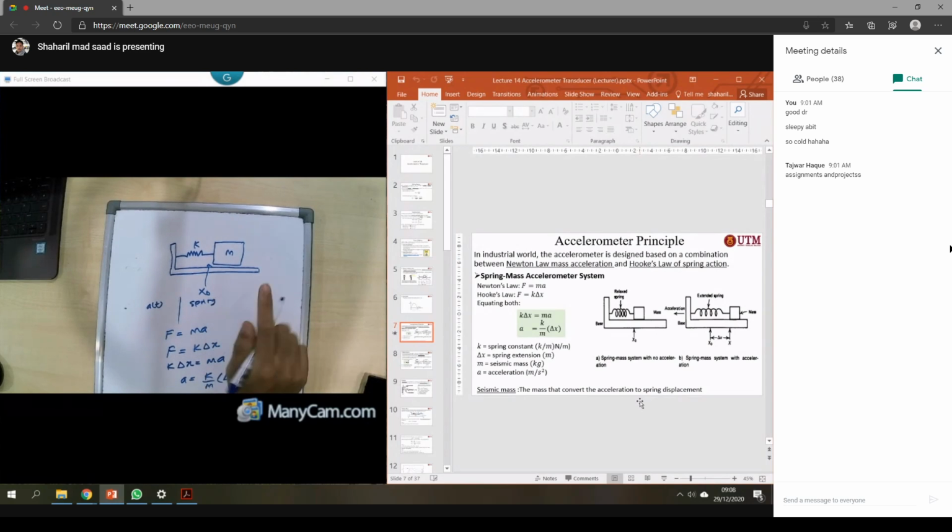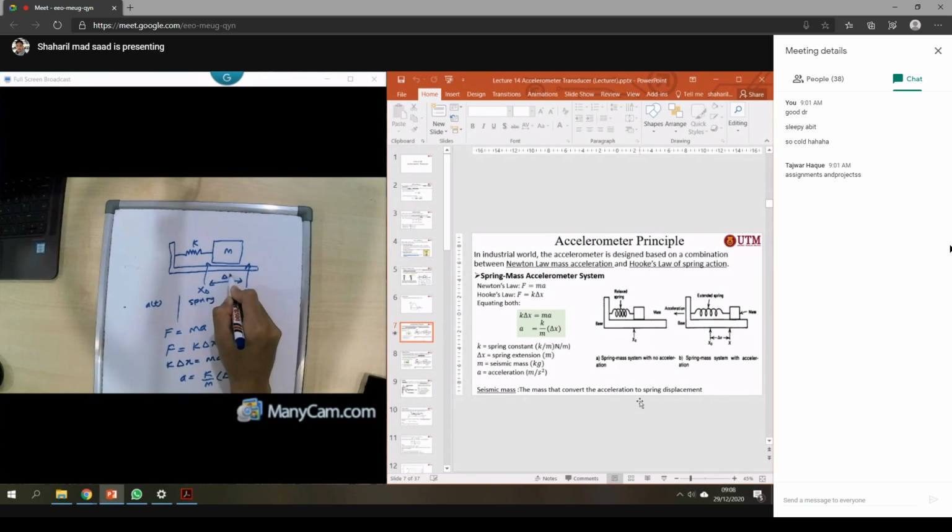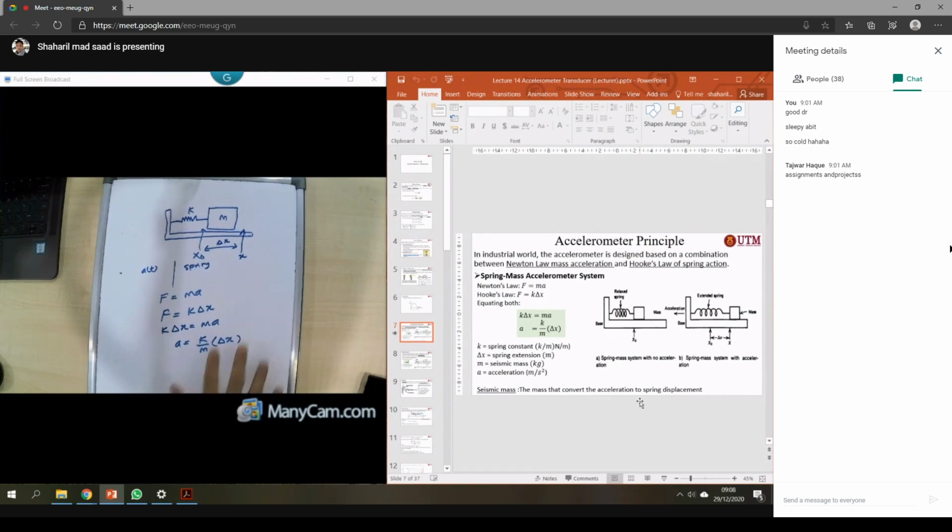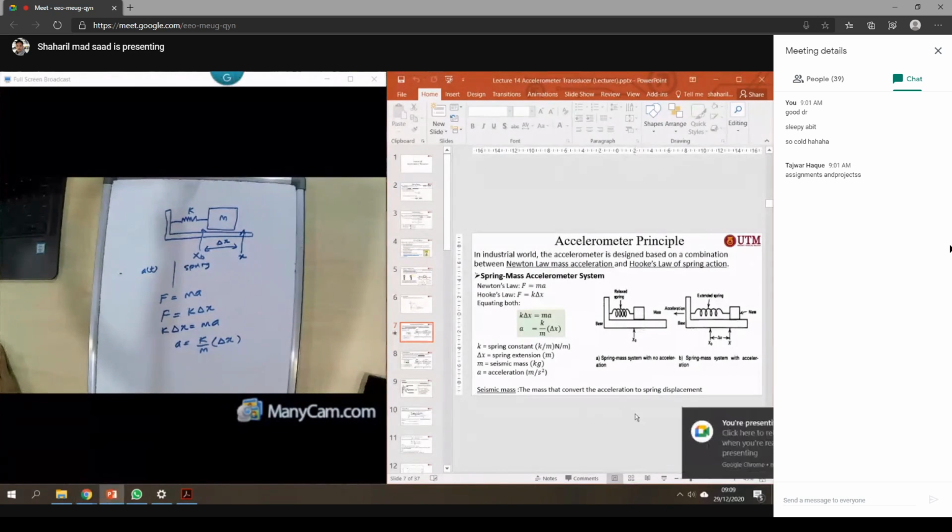So X, the delta X, that means X naught moving to the X. So this one we call delta X. Okay. So this is the basic relationship between the acceleration and also your spring and also the mass value. Okay. All right. So the mass that produces an acceleration, we call it seismic mass.